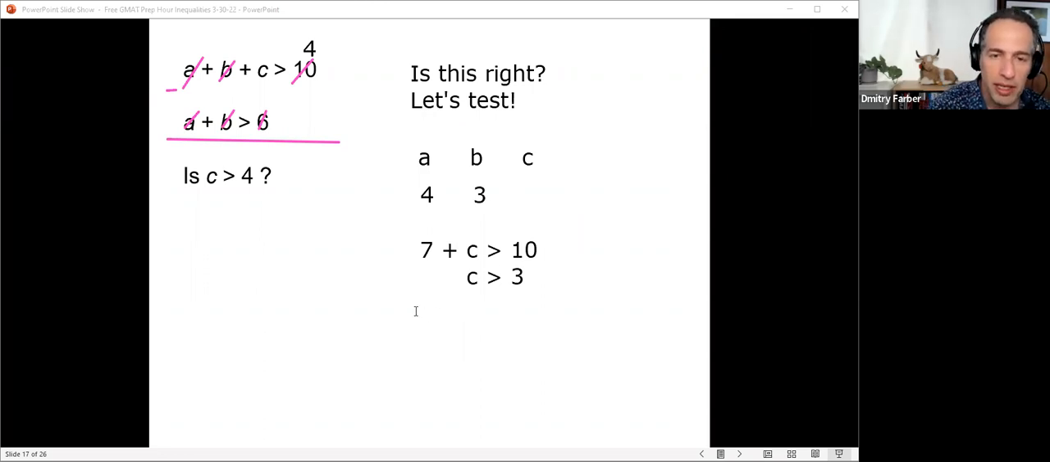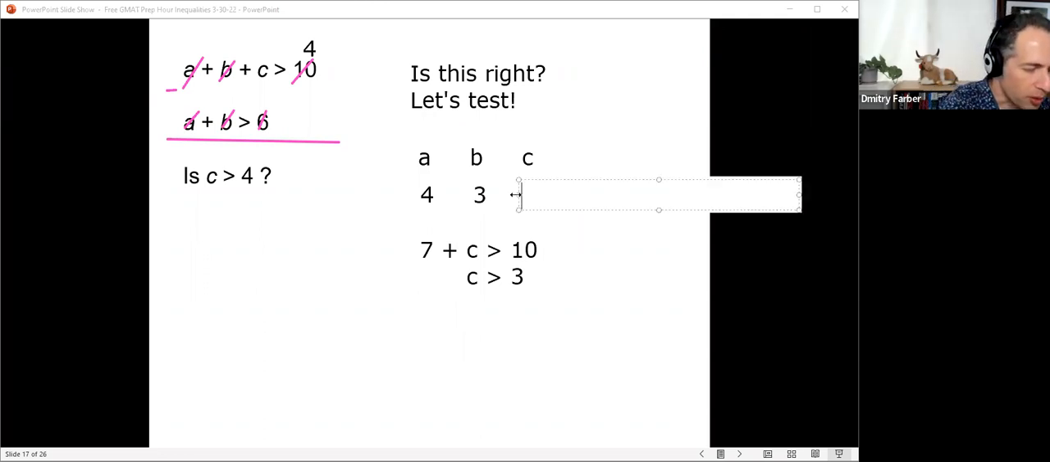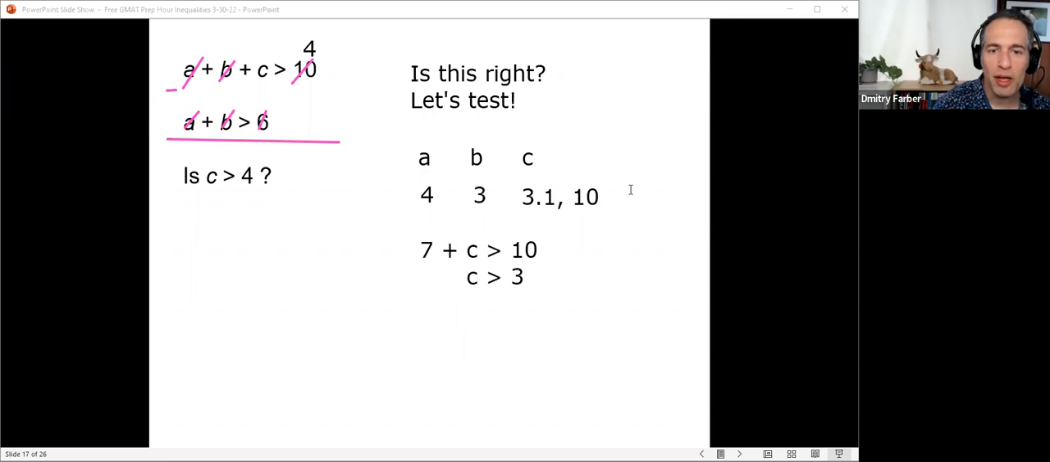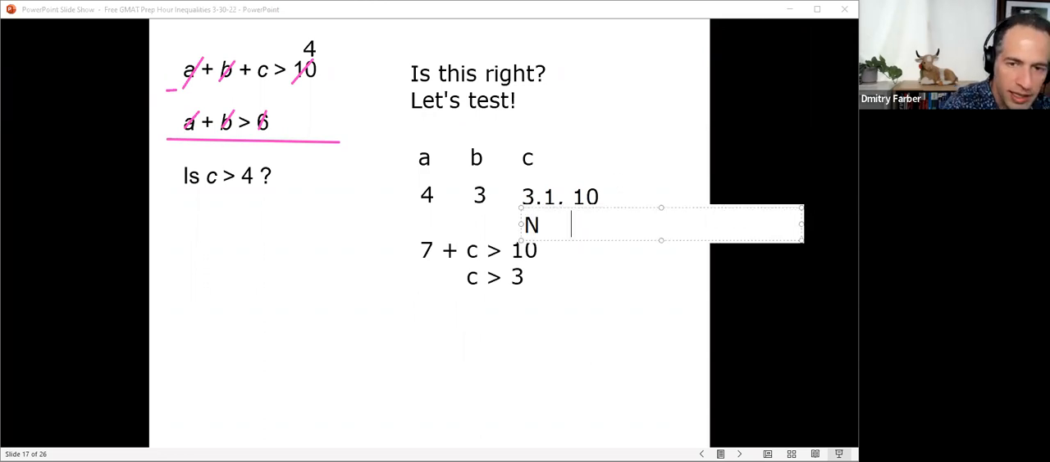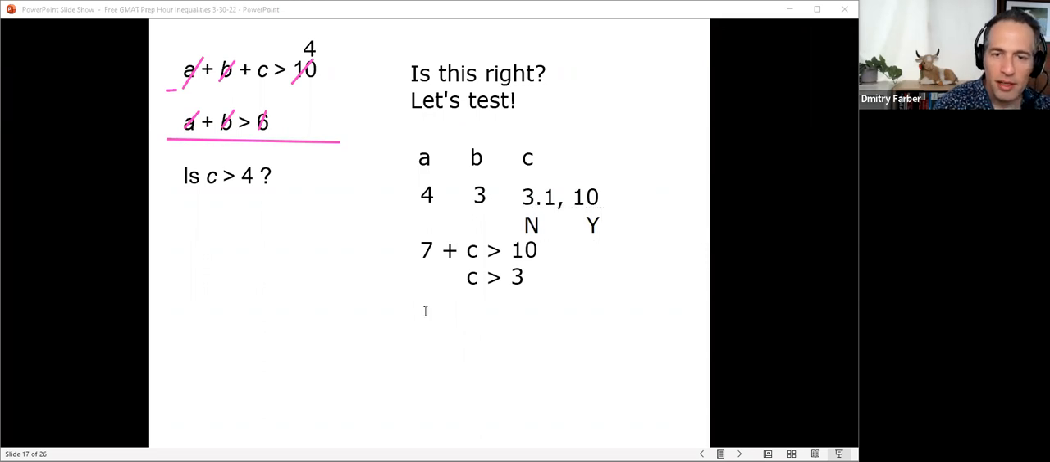So it looks like we can get a yes or no. But notice even now, we'd have to think about testing numbers. I could have c be 3.1, or I could have it be 10. So it seems like even with one pair of numbers, I can get a no, and I can get a yes. The danger is, though, what if I pick different numbers that are farther away from 6?